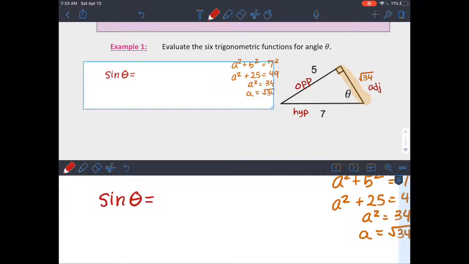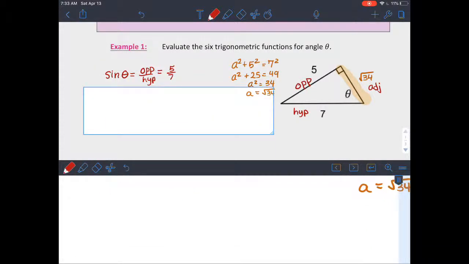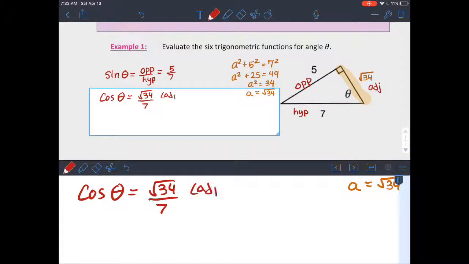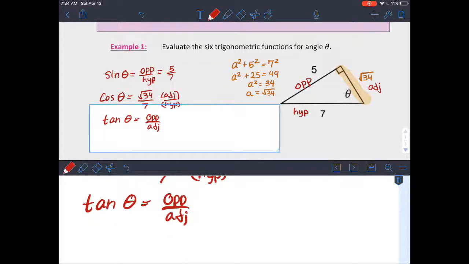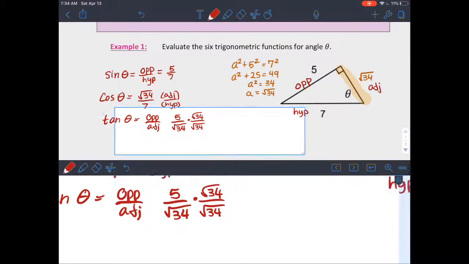So sine is your opposite side divided by your hypotenuse. It's your O in SOHCAHTOA. So you'd have 5 over 7. Cosine is just adjacent over hypotenuse, square root of 34 over 7. Tangent is going to be opposite over adjacent, so that'd be 5 over square root of 34. You're going to have to do a little bit of rationalizing. If you need to get your radical out of your denominator, you could multiply top and bottom of your fraction by square root 34, and you'd end up with 5 square root 34 over 34.